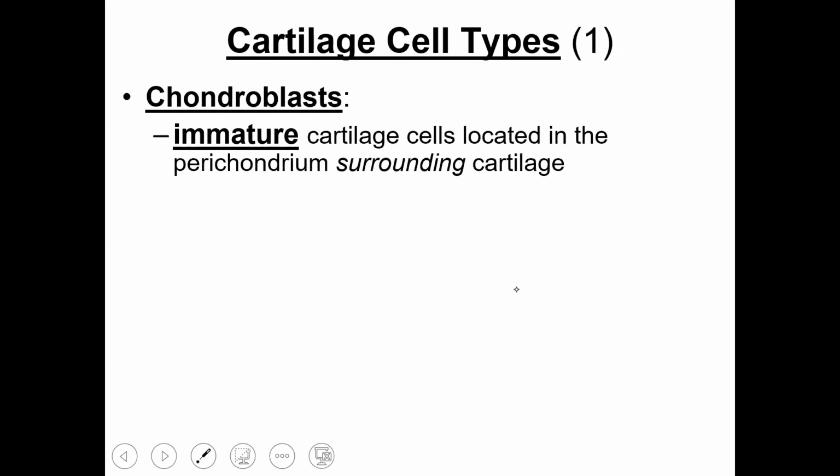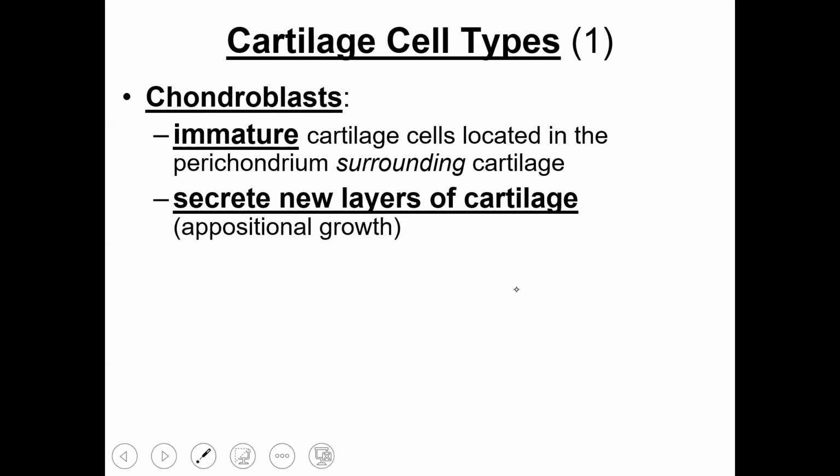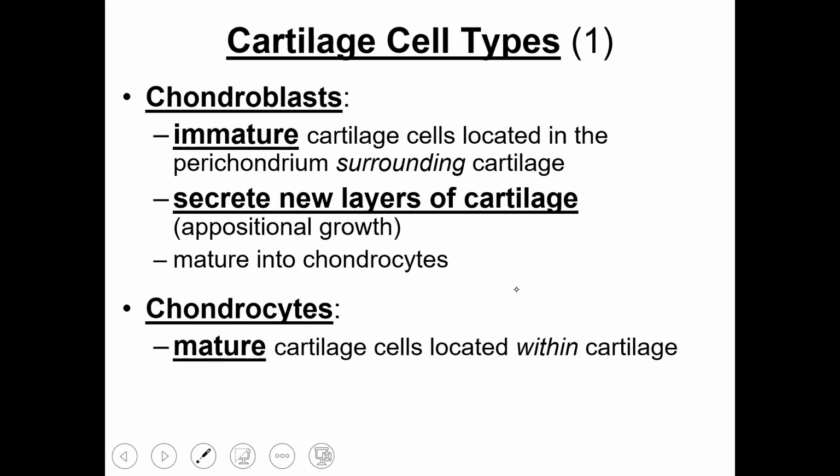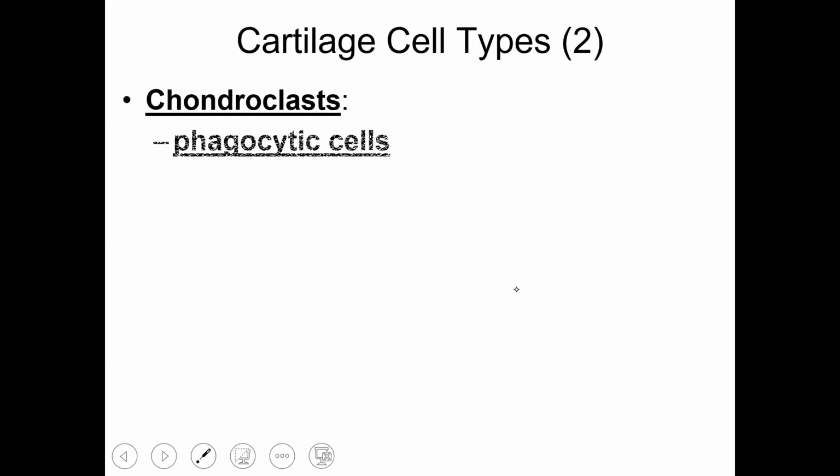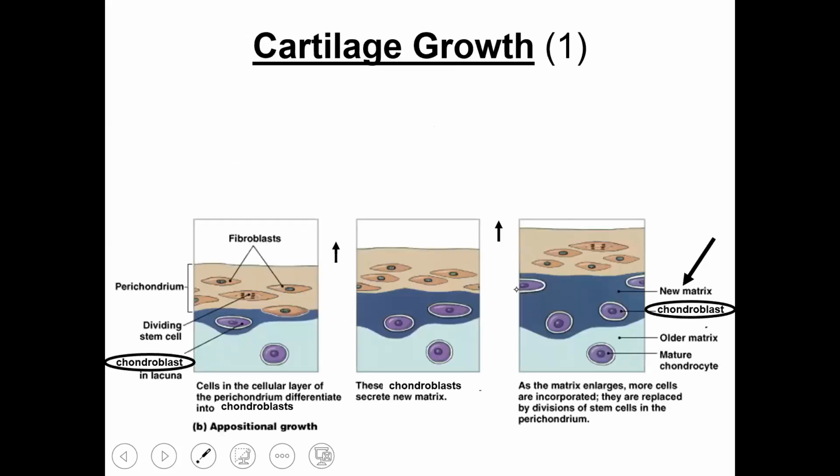Chondroblasts are the immature cartilage cells that are in the perichondrium on the outside of cartilage. Their job is to add new layers of cartilage. That's appositional growth. Eventually they're secreting cartilage all the way around them, and they get caught in that cartilage so that they can't do that anymore, and then they become chondrocytes. Chondrocytes are the mature cartilage cells inside the cartilage. Now, they can undergo mitosis, and if they do, they're going to push out from the middle, and that's interstitial growth. Chondroclasts are cells that dissolve cartilage.